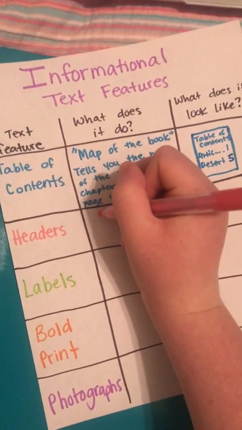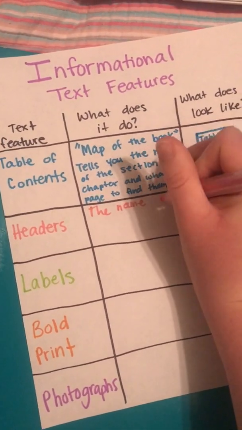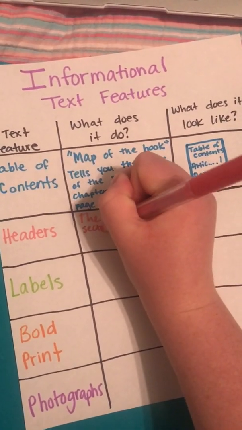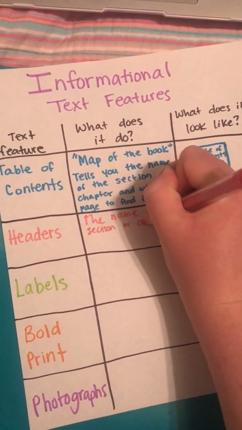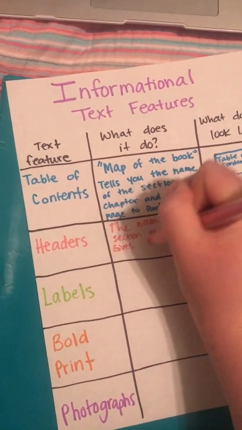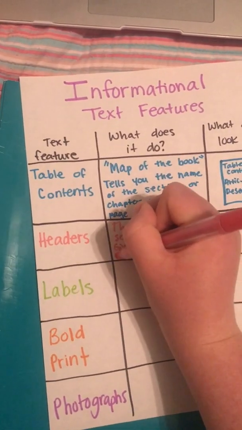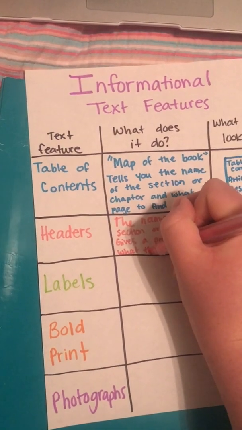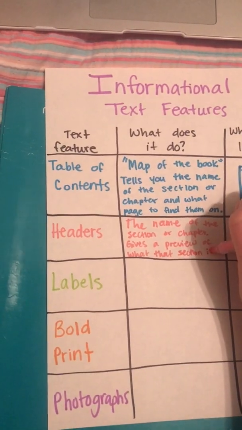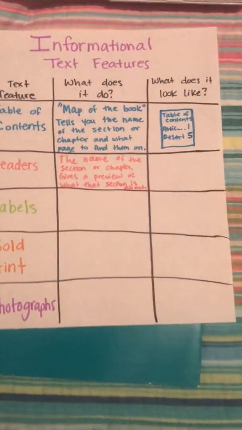So headers are the names of the section or the chapter, and it gives a preview of what that section is about. And I'm running out of room, so I'm going to write it really small. There we go. So it tells us about what the section is going to be about.